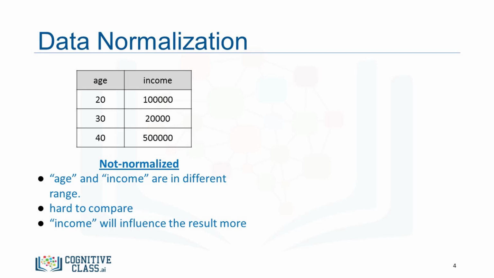When we do further analysis, like linear regression for example, the attribute income will intrinsically influence the result more, due to its larger value. But this doesn't necessarily mean it is more important as a predictor. So, the nature of the data biases the linear regression model to weigh income more heavily than age.